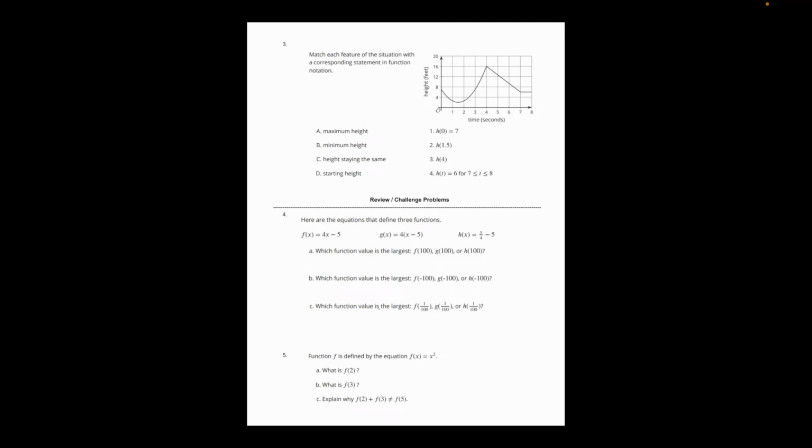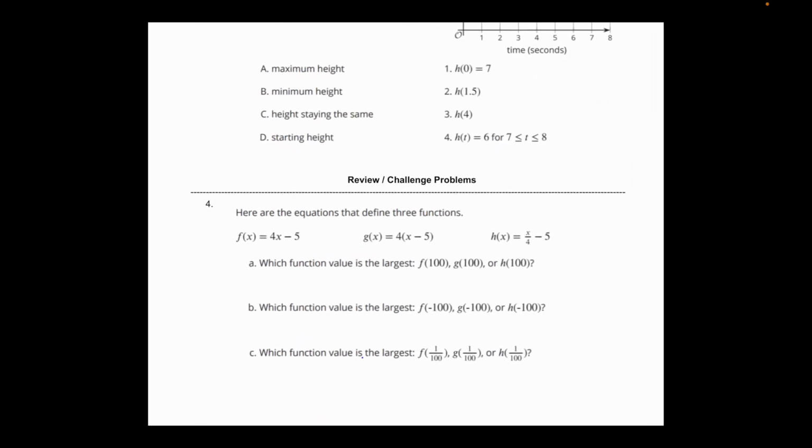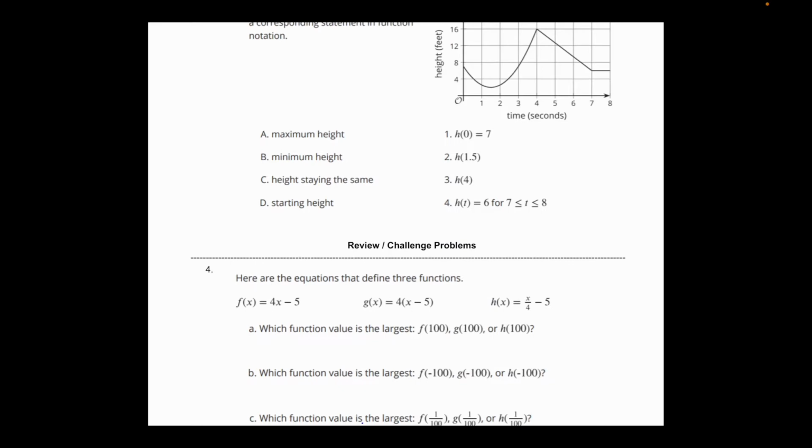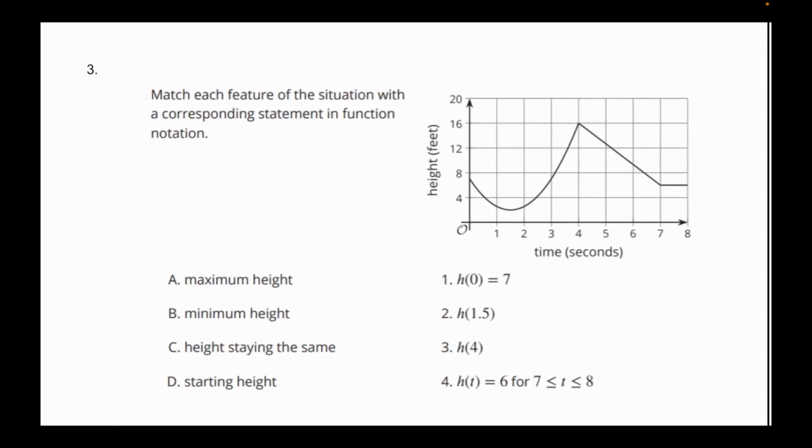Here we have question 3, and then we have questions 4 and 5, which are our review problems. I do want you to try your best on these, even though some of them might be a little funky or require a calculator, like with question 4 here. But let's look at question 3 first. So for question 3, we are to match each feature of the situation with a corresponding statement in function notation.